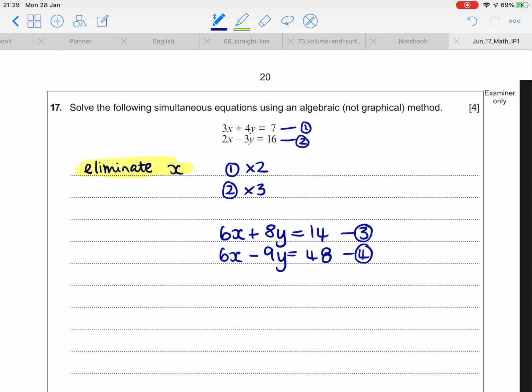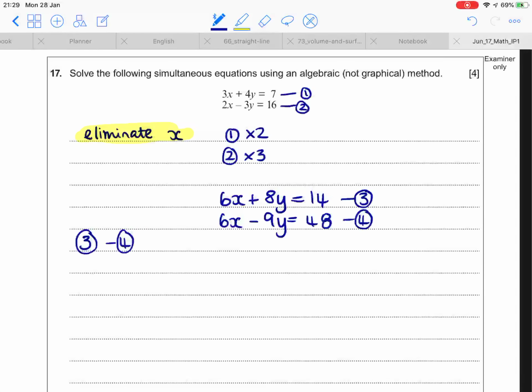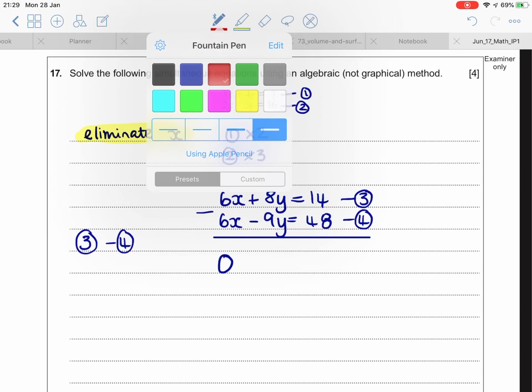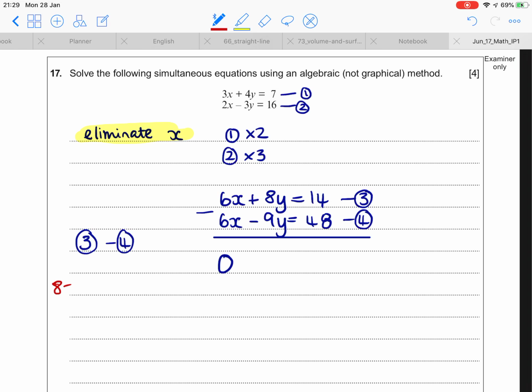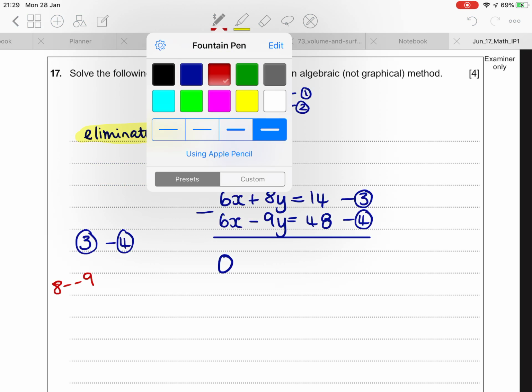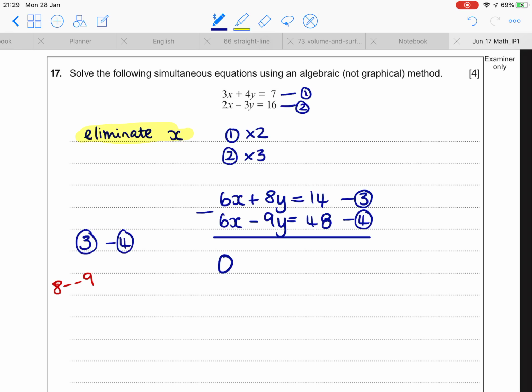would cancel out. So I'm going to do equation 3, take away equation 4, and I will do this just underneath. So equation 3, take away equation 4, and it's going to work like this. 6x, take away 6x, will leave us no x at all. 8 minus 9. So think about that for a second. 8 minus 9. Where we've got the double negative, 8 minus 9, is actually going to leave us with 17y.